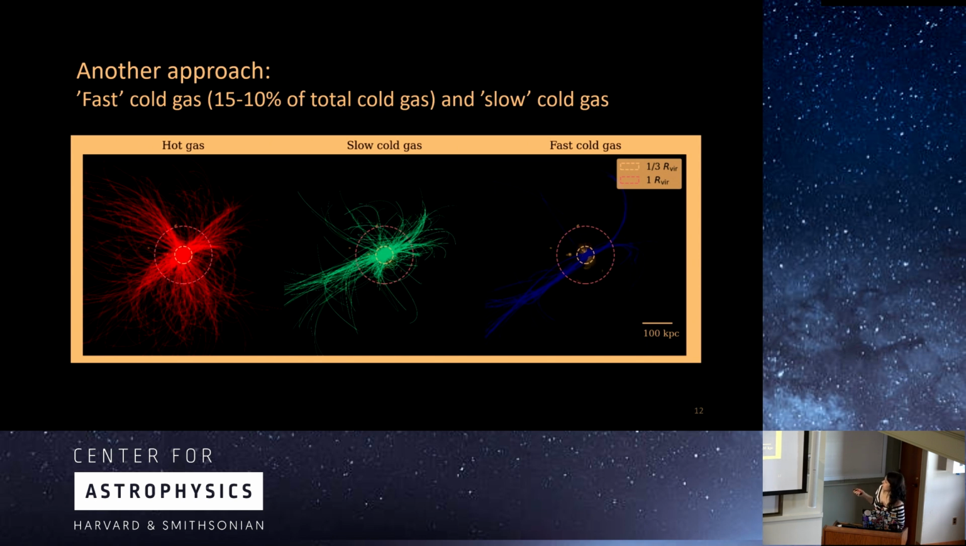And yeah, I don't know if you can see here on these plots, they're a bit dark, but those are the trajectories of the gas particles that I was following. You can see the filaments in here, and the hot gas a bit more isotropic.